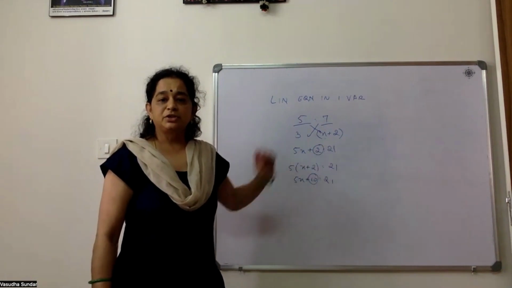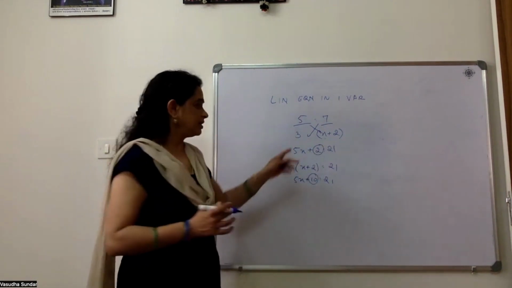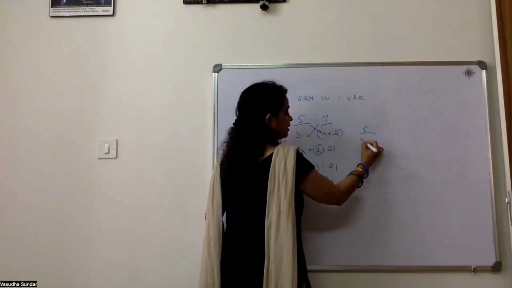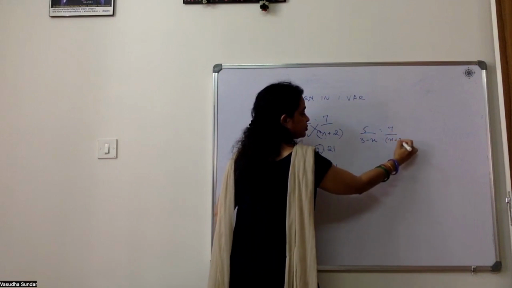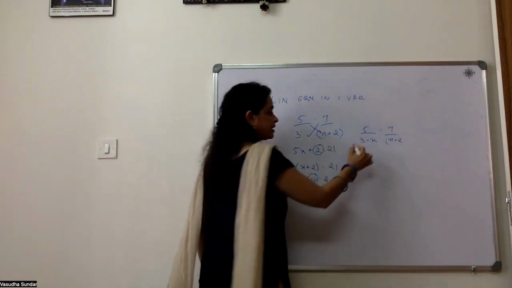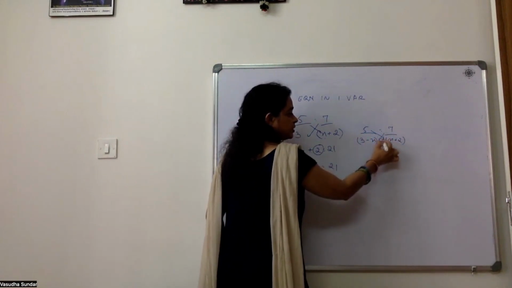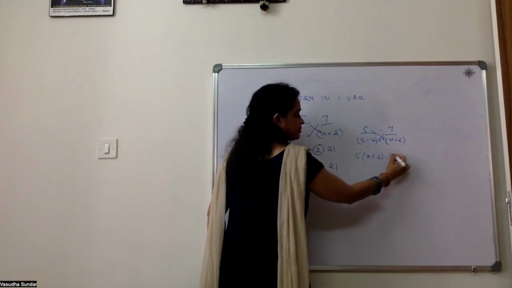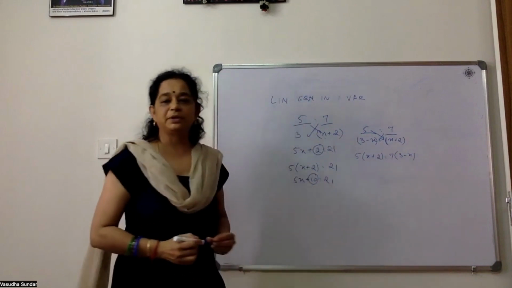The student doesn't use brackets. I have not seen students using brackets at all. They directly just multiply. Similarly, if instead of 3 I have 5 by 3 minus x is equal to 7 by x plus 2, please use brackets. The first thing is you put brackets. You will never make a mistake when you cross multiply. So 5 into x plus 2 is equal to 7 into 3 minus x. Now you can open the bracket.